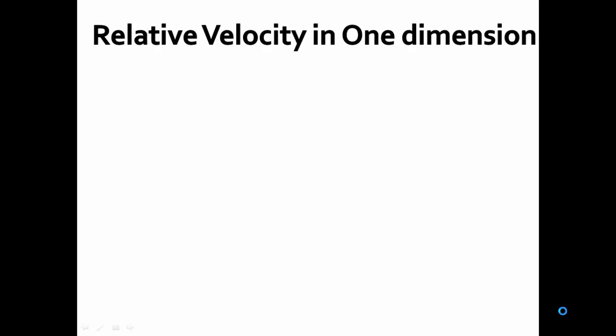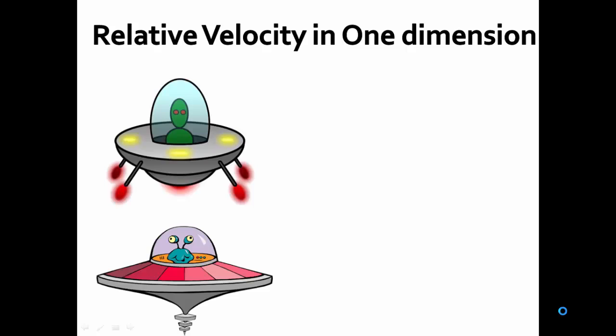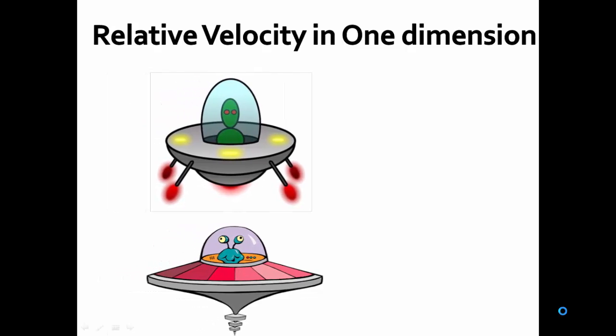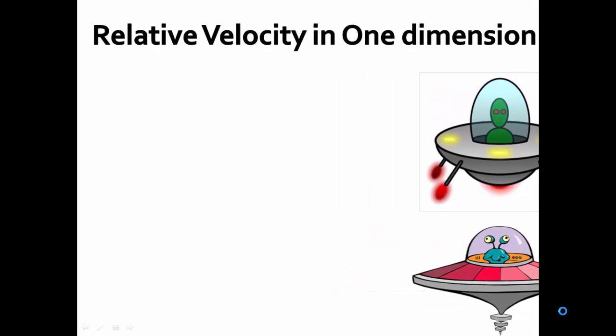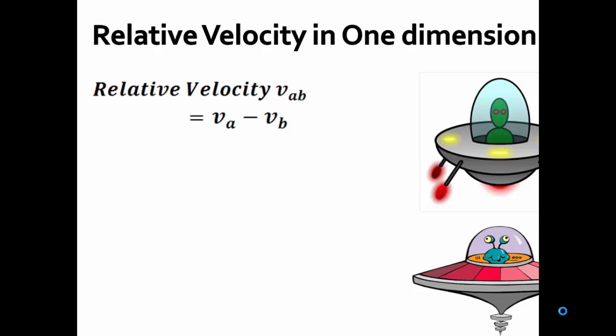Relative velocity in one dimension is rather easier to understand. When two objects are moving in the same direction with the same velocity, then their positions do not change with respect to one another. So, with respect to one another, their relative velocity is given by the difference in their velocity, in this case VA minus VB, that will be equal to 0. Since there is no relative motion between them, hence relative velocity will be 0.